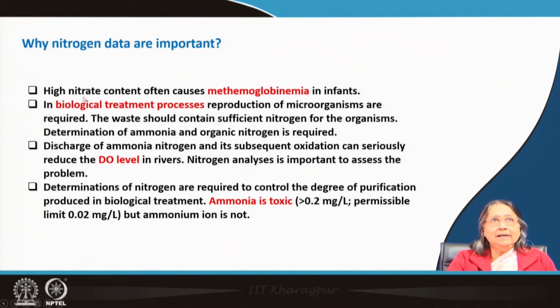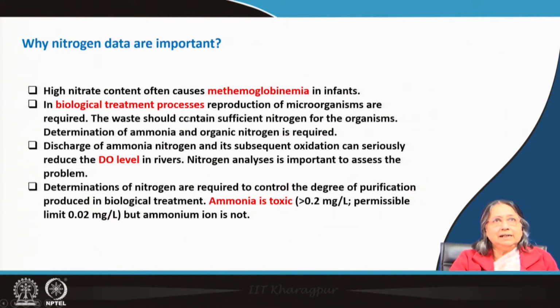Say for example, high nitrate content often causes methemoglobinemia in infants, okay. This is a disease, okay. So there is some permissible limit. So, if it is beyond that, then it may cause this type of disease, okay, in infants.